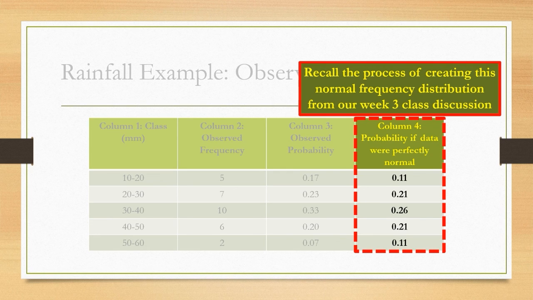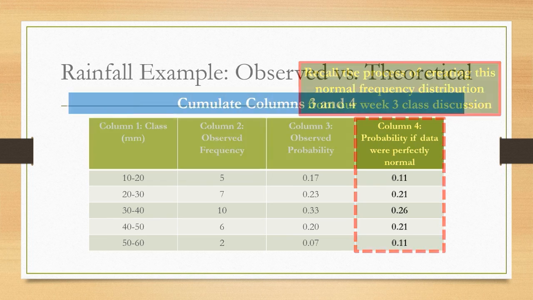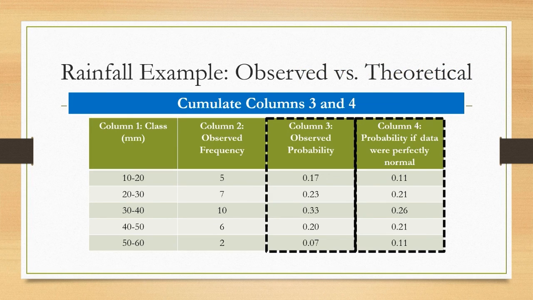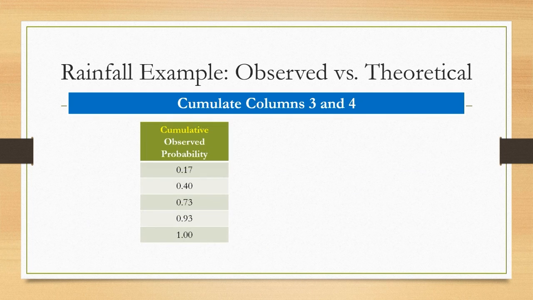This came up in week 3 when we were discussing this before, if you're looking for more insight into what we're talking about there. The idea here is that we would cumulate, or add up, both of our columns 3 and 4 as part of the KS test process.